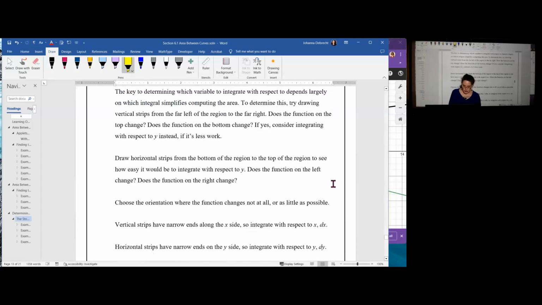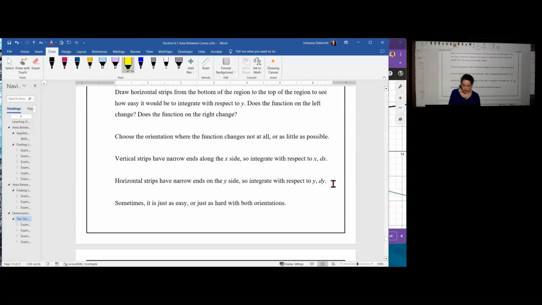If the equation causes a change in what's above and below, think about maybe integrating with respect to y. But if you're looking with respect to y and what's on the right versus the left changes, perhaps integrating with respect to x would be simpler. Remember that your vertical strips, integrating with respect to x, have the differential dx as the narrow side, and the horizontal strips, integrating with respect to y, have the narrow ends on the y side with the differential dy. Sometimes it's just as hard with both orientations.